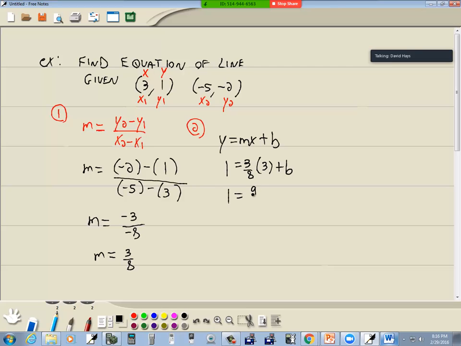3 times 3 gives us 9/8. Take the 9/8 over to the left side, and we got 1 minus 9/8 is equal to b. Now this is a mixed number form, so I can take 1 times 8, which is 8, plus a negative 9, which gives us negative 1 over 8.